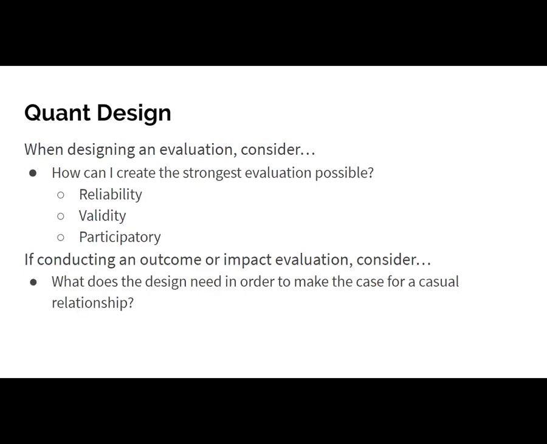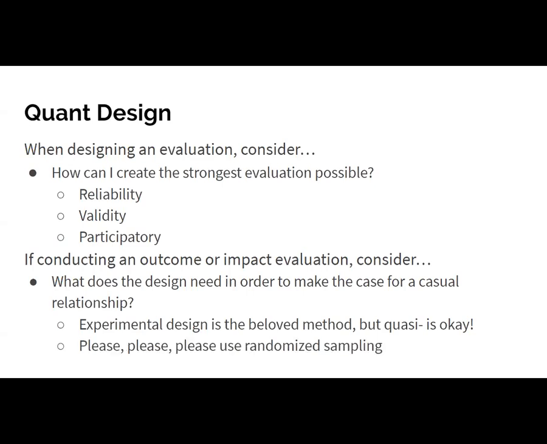If you're conducting an outcome or an impact evaluation, things to consider: What does the design need in order to make the case for a causal relationship? So what confounding variables do I need to take into account and either control for or at least acknowledge that they're there? An experimental design is the most beloved method, but quasi is okay. And quite frankly, in social services and any social sector, quasi is just more practical. And we talked about the reasons why. And then more than anything, make sure you use randomized sampling. That's the most important when you're choosing your population.